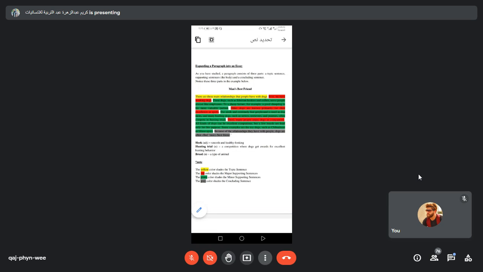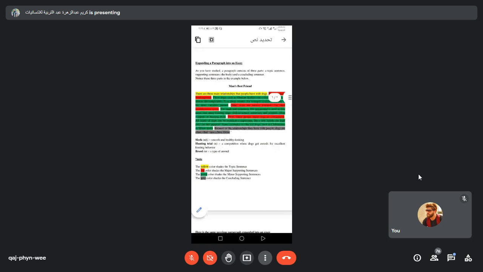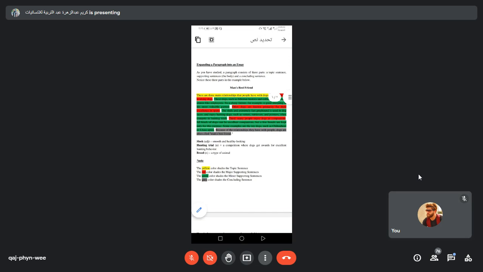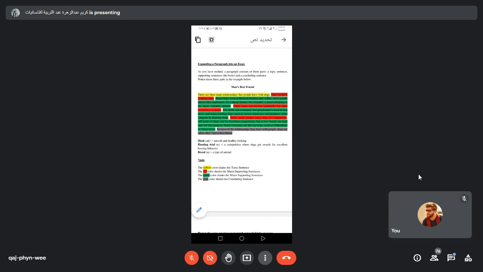Now, I am going to read the first paragraph, and you have to concentrate on the meaning of this paragraph and how we are going to expand this paragraph into an essay. And you have to compare between this paragraph and the essay that follows. Okay, there are three main relationships that people have with dogs. First, we have working dogs. These dogs, such as Siberian Huskies and Collies, serve people almost like employees. To a sheep farmer, for example, a good sheepdog is his most valuable partner.